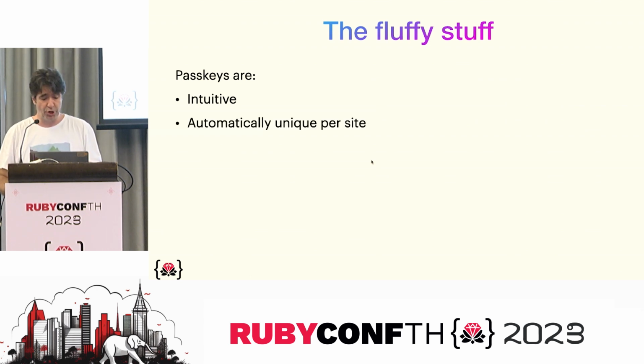They are automatically unique per site. I already said that. This is baked into the standard in your browser, and your OS helps you ensure that. It is breach resistant. Remember, if mysite.com database gets leaked, the information there is your username or your email and your public key.